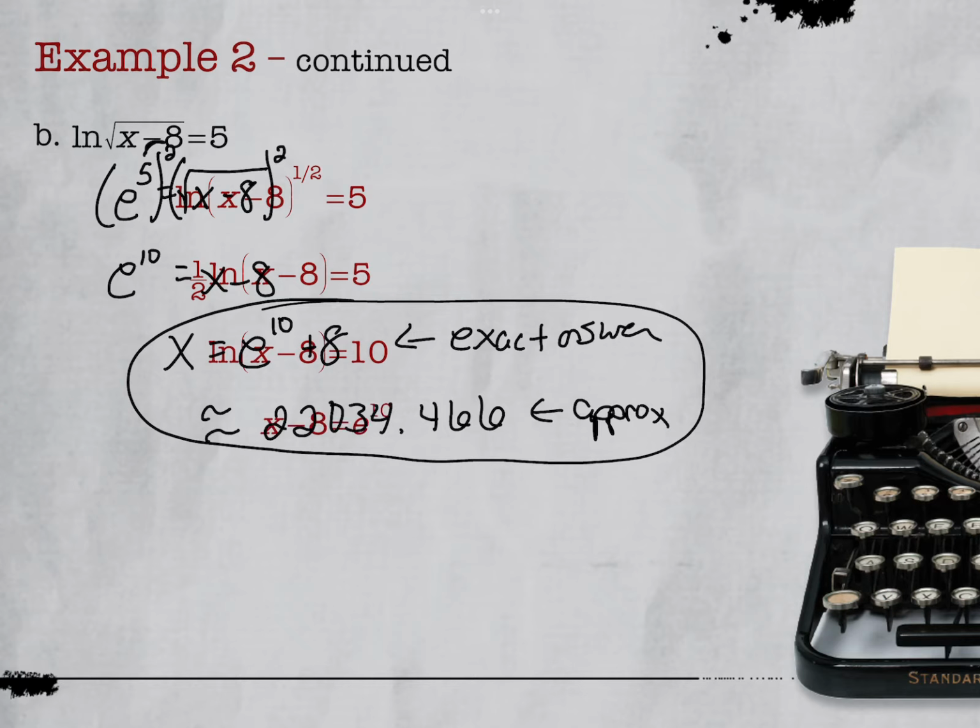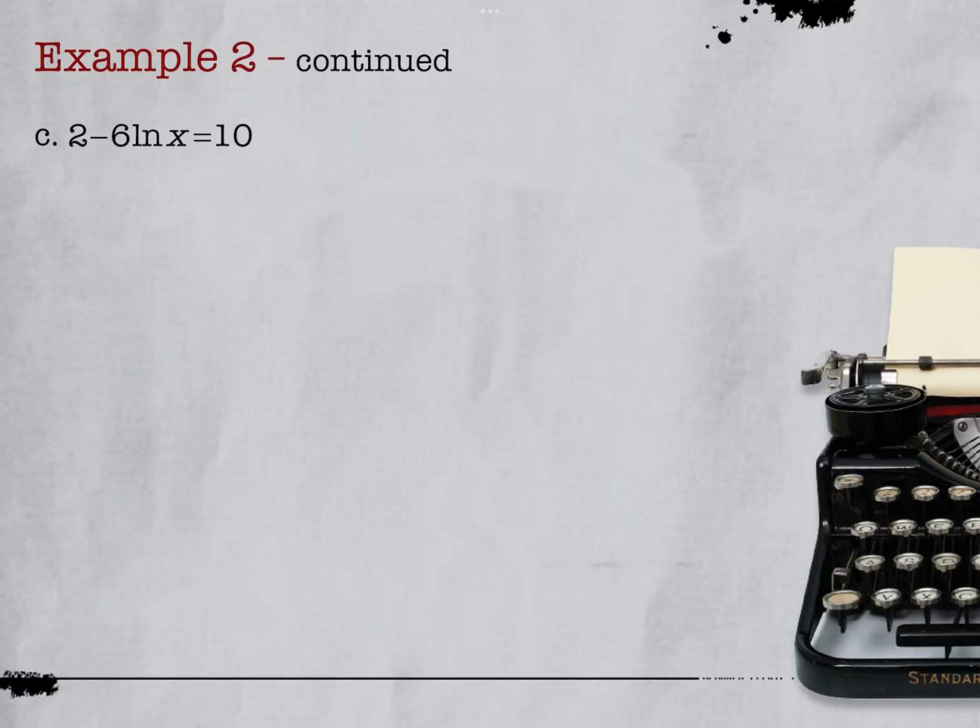Okay, so I did that one differently when I did it here. Here we have another one. We have 2 minus 6 ln of x equals 10. Again, I have to get this ln of x by itself, so undo addition, subtraction first. So the first thing I would do is subtract the 2 from both sides. So if I subtract the 2 from both sides, I have negative 6 ln of x equals 8. Then we have multiplication right here, so we need to divide by negative 6. So ln of x equals negative 8 over 6. Reduce it to negative 4/3.